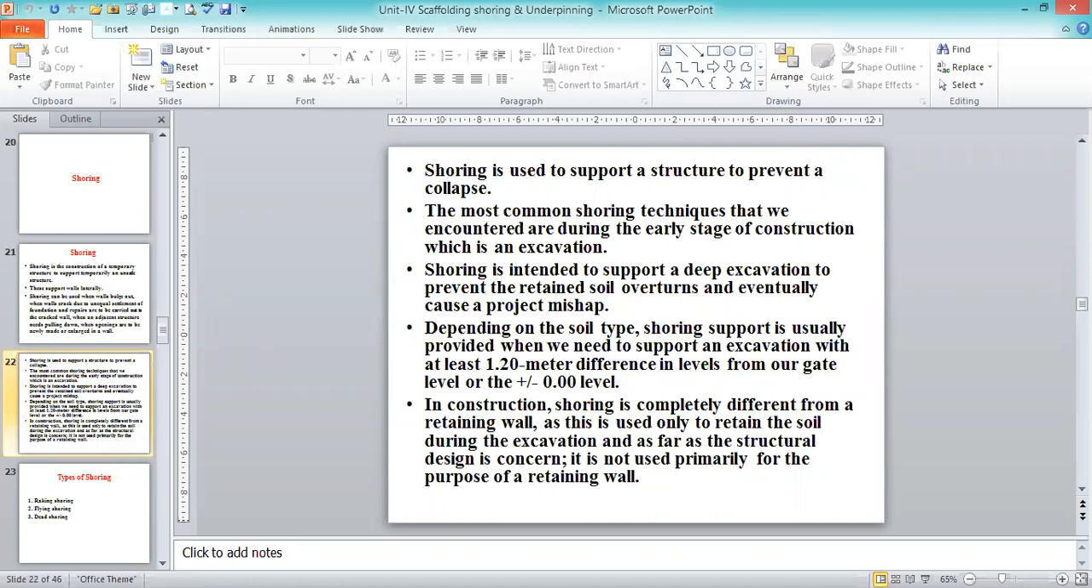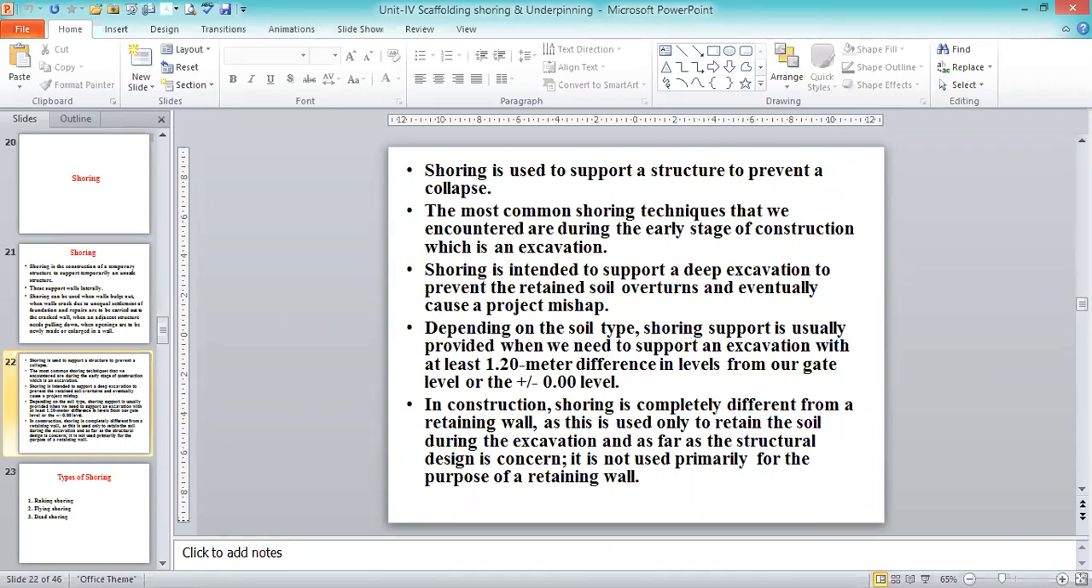Shoring is used to support a structure to prevent a collapse. The most common shoring techniques we encounter are during the early stage of construction, which is excavation. Early stage of construction means the foundation. While going for the foundation, deep excavation is done. That is the situation where we have to support the soil, so we use the shoring technique.